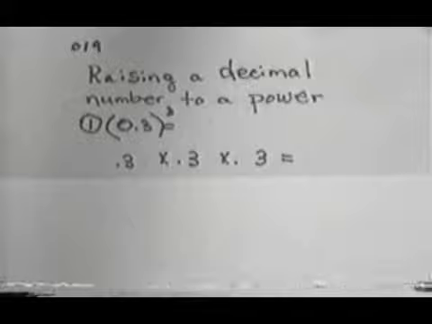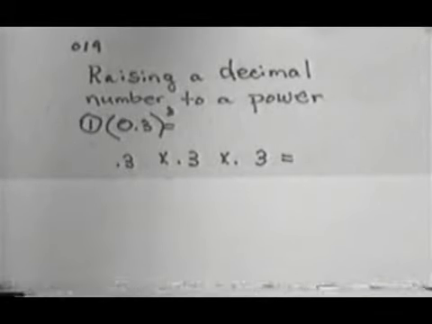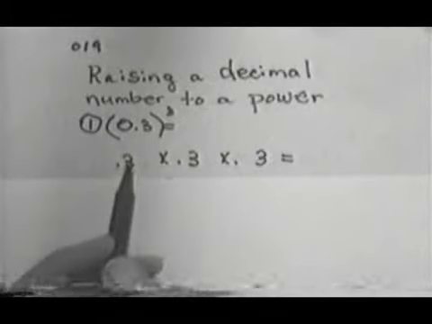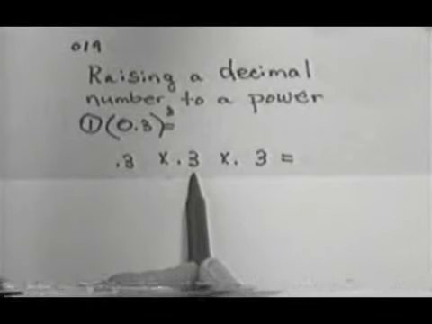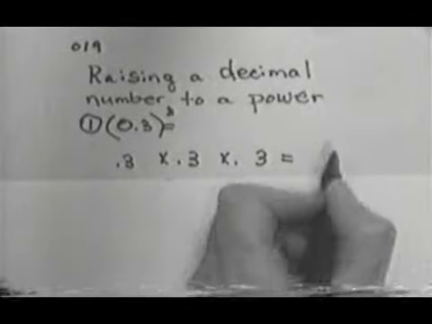Now, remember your rule for multiplying decimals. It says you multiply as if the decimal were not even there. Then you count your decimal places to see how many places there will be in our answer. So if we just multiply like the decimal isn't even there, we can say 3 times 3 gives us 9, and then 9 times 3 gives us 27.